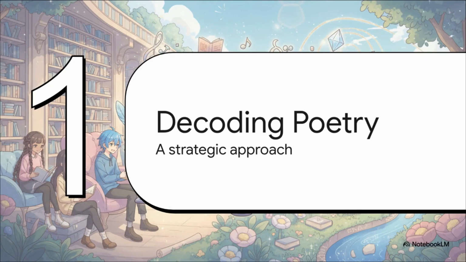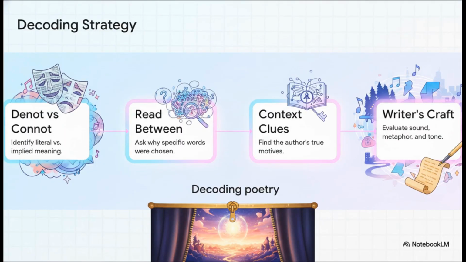And finally, Section 6. Decoding poetry. A strategic approach for the syllabus. Let's take all of these abstract concepts and turn them into an actual actionable workflow for analyzing any literary passage you come across. By following these 4 steps, you can effectively unzip any poem.